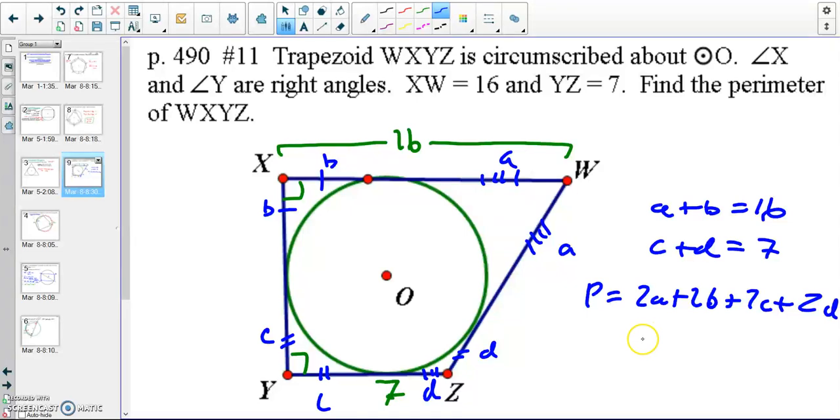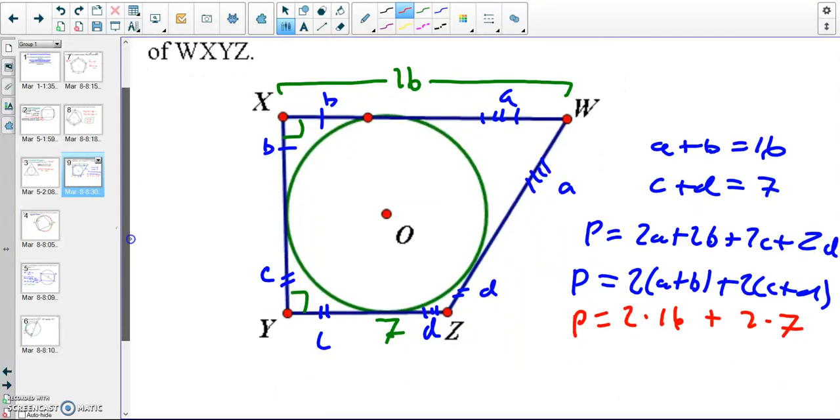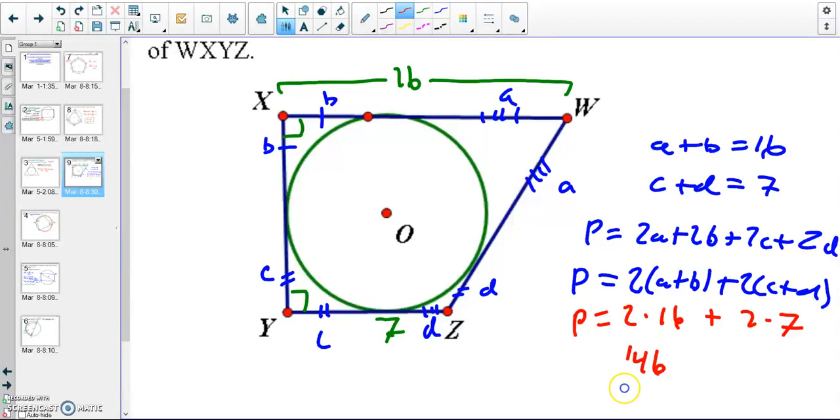If I use a little factoring here, I can rewrite that like this. And I can actually say, oh, knowing A plus B is 16 and knowing C plus D is 7 is actually enough. I don't need to know what they are individually as long as I know what their sum is. Plug those in there, and you get that the perimeter is 46. Again, that's kind of weird. It's one of those problems where we figure out something, like in this case the perimeter, without ever actually figuring out the values of A, B, C, or D. So just be aware of a type of problem like that. And that concludes 10.7.